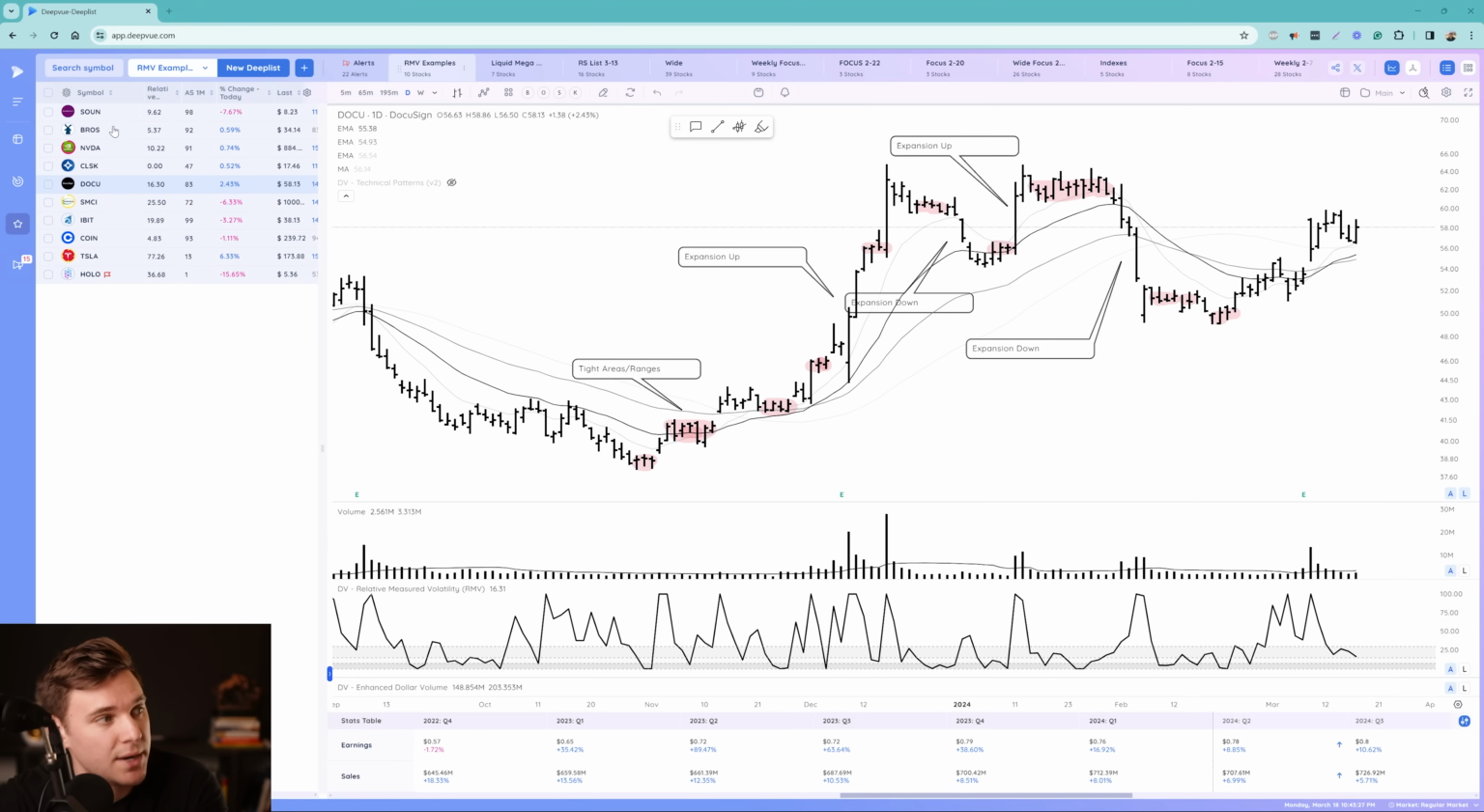And we're going to go through a lot of current examples that have to do with recent themes: AI, semiconductors, the crypto trade, as well as some historical examples. We've got Tesla from 2020, which is an iconic example of tight areas leading to great entry points and a significant sign that a stock has really good potential, even very early on in its move. So this is going to be a really good one.